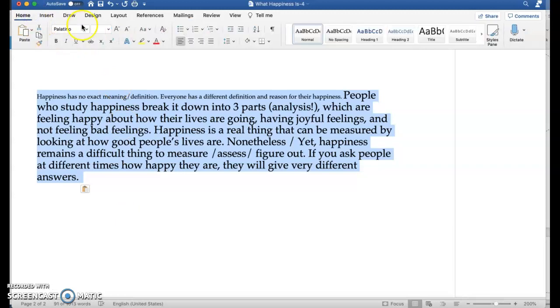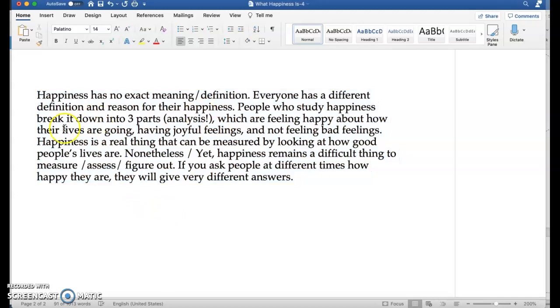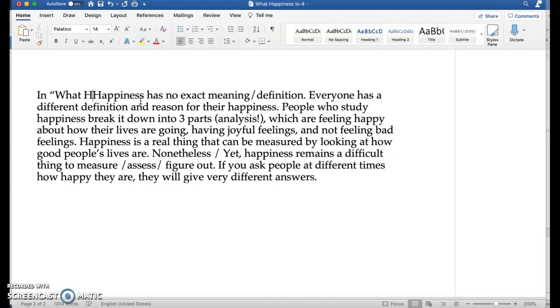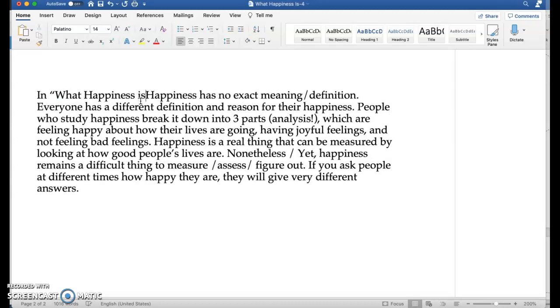So let me make this all the same size font so that you can read it. And here is the beginning of my summary. Now, you cannot begin your summary with the first topic sentence, however. You need to begin with a sentence that identifies the title and the author and the most basic main idea of the essay. There's a formula, and if you'd like to just copy this down, you can use this in your summary. In "What Happiness Is," I think that should be a capital S.